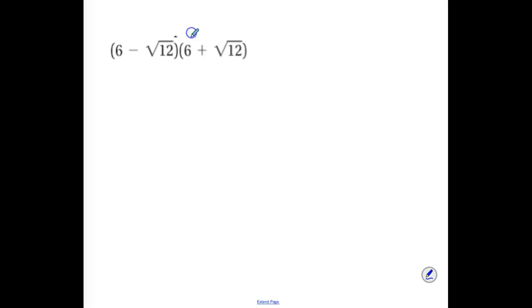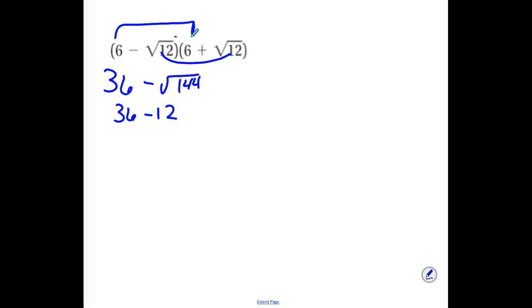All right, first gives us what? 36. Insides and outsides, are those going to cancel? Okay. Last, it would be minus the square root of 144, but that is 12, right? We're squaring a root 12, basically. We're canceling the square root. So we have 36 minus 12, which is 24. So again, we're getting a nice integer value. Okay.